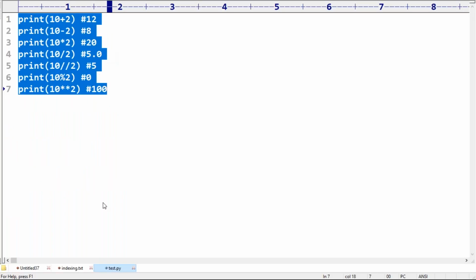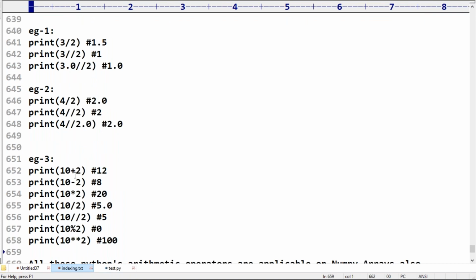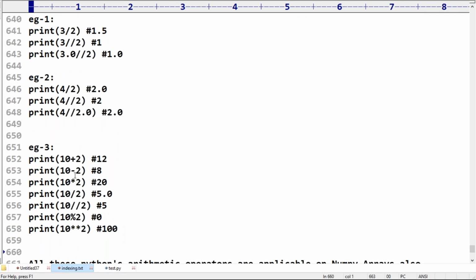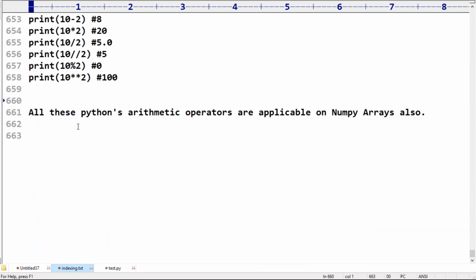That's all, friends. So for Python arithmetic operators, you should not have any doubt. Clear, right? Okay, next there is one more small point. All of Python's arithmetic operators are happily applicable on NumPy arrays also.